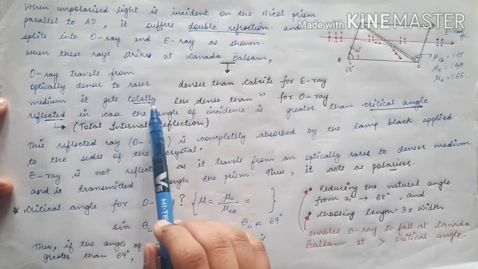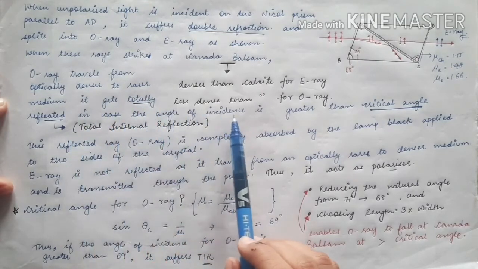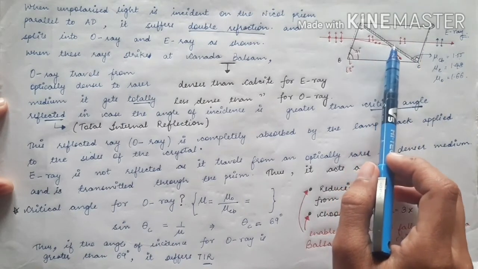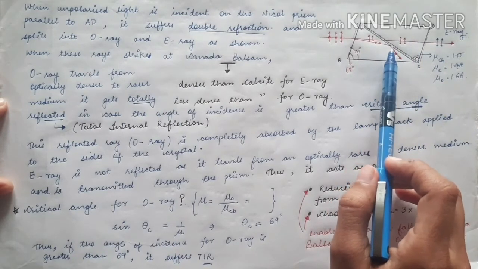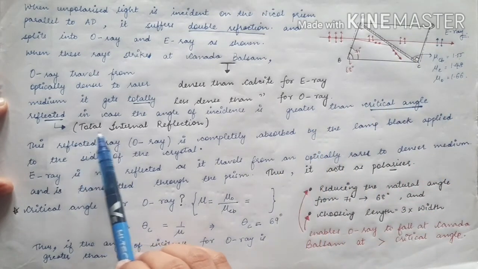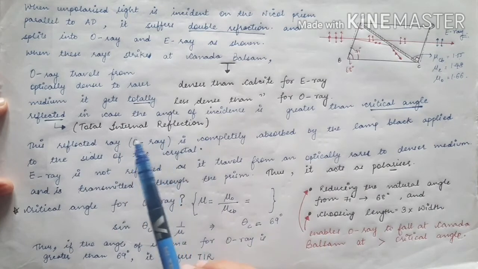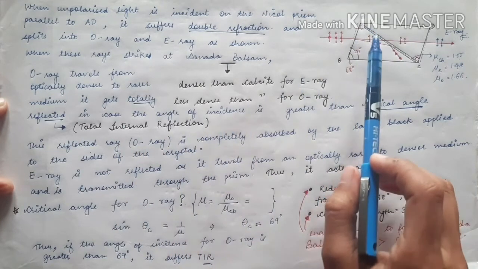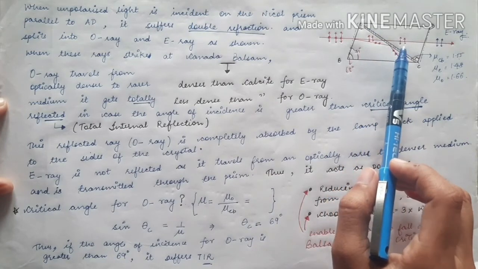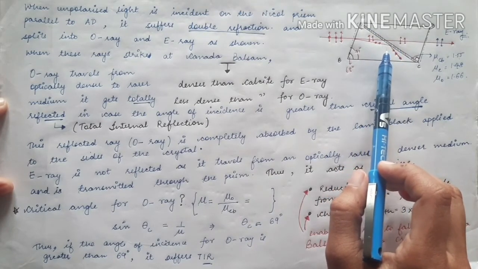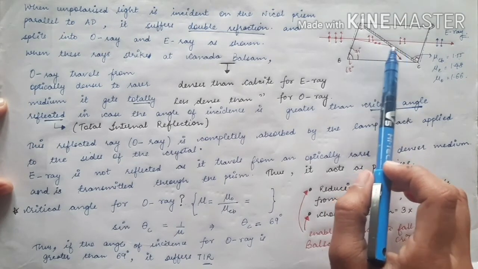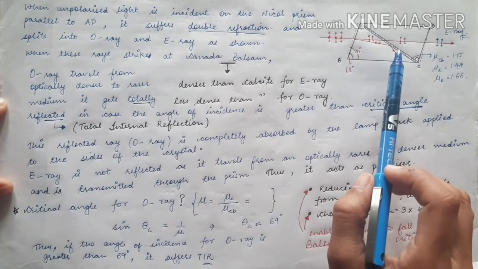Therefore it gets totally reflected in case the angle of incidence is greater than the critical angle. So when the angle of incidence of this O ray is greater than the critical angle, then this O ray will get totally reflected inside the prism. Total internal reflection always occurs when the ray is traveling from a denser medium towards the rarer medium, and another condition is that the angle of incidence must be greater than a certain angle which we call the critical angle. Only then total internal reflection will occur.